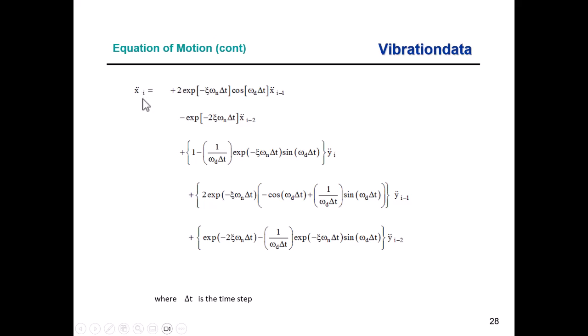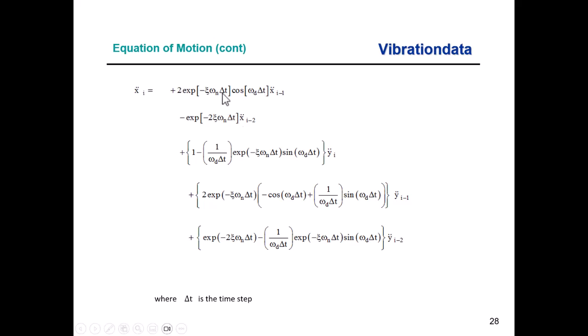So we're in the digital world now. And then we've got this coefficient here with all those terms times the acceleration x double dot I minus 1, which is the previous absolute acceleration response, minus this coefficient here times x double dot I minus 2, which is the absolute acceleration 2 time steps ago. Now delta t is the time step, and it's the inverse of the sample rate. And this method requires that delta t be a constant.